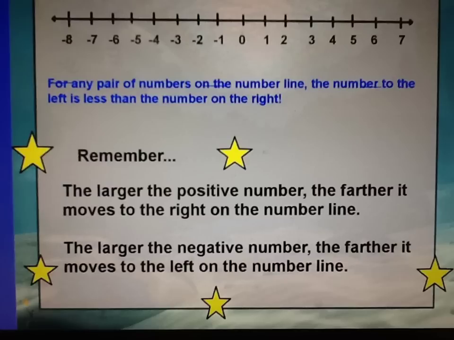A big idea that we really need to remember is for any pair of numbers on the number line, the number to the left is less than the number on the right. It doesn't matter where we are up here, but if I have a number, let's say at -7 and another at -3, the one furthest to the right is always going to be larger than the number to the left.